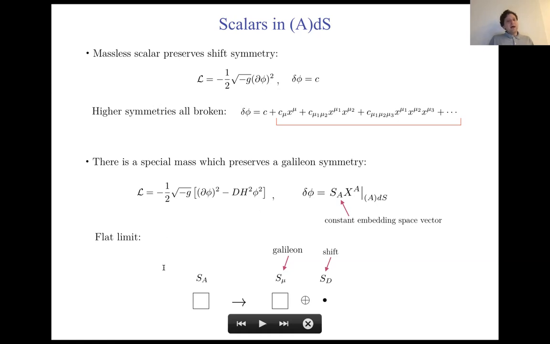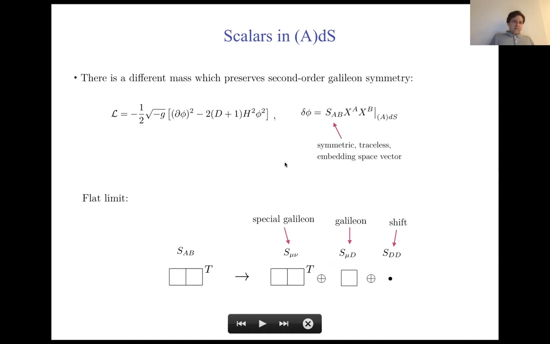And if we take the flat limit, the 5 symmetries in this embedding space, when we go down to the intrinsic description, this vector turns into a vector plus a scalar, and the lower dimensional vector it turns into is, you can think of as the Galilean symmetry, and the lower dimensional scalar is the shift symmetry. So this is kind of taking what were the symmetries of the flat space Galilean theory and merging them up into higher dimensions, and where we get this, we need this non-trivial mass.